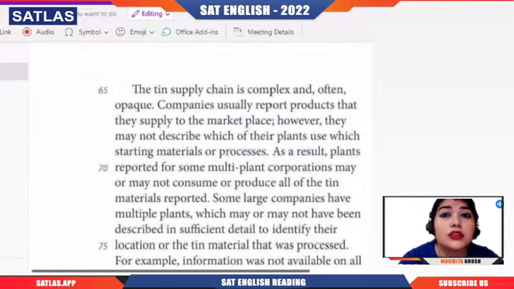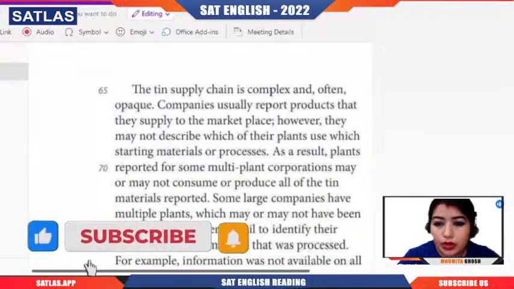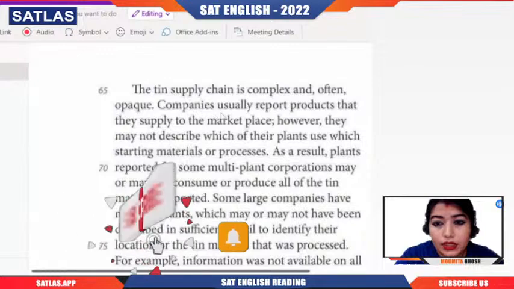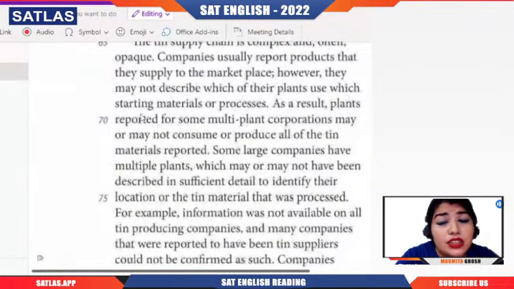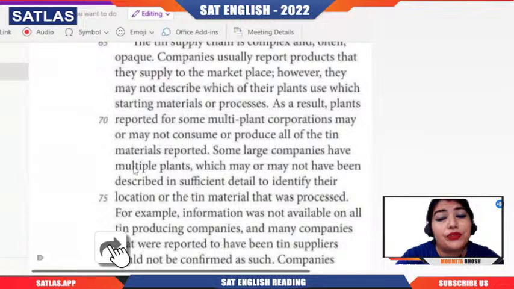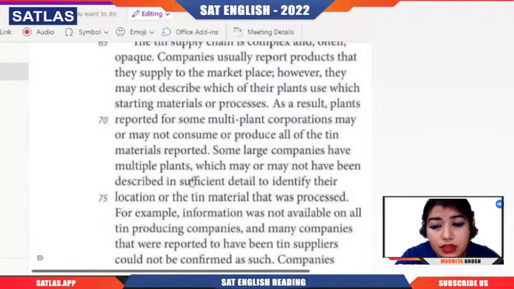Okay, here we are talking about trade and commerce, export and import businesses. How the market supplies go on. Companies usually report products that they supply to the marketplace. However, they may not describe which of their plants use starting materials or processes. As a result, plants reported for some multi-plant corporations may or may not consume or produce all of the tin materials reported. Some large companies have multiple plants, which may or may not have been described in sufficient detail to identify their location or the tin material that was processed.